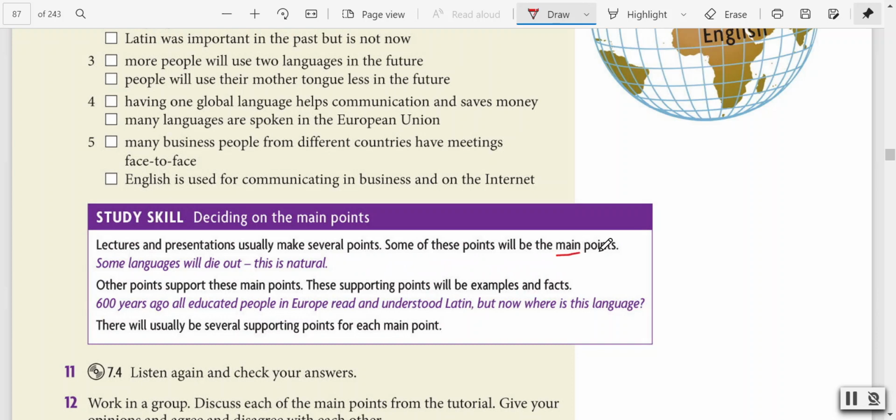In here we have main points and other points that support these main points. The supporting points will be examples and facts. We have main point and supporting point. The main point is general, and the supporting point belongs to the main point, giving an example about the main point.